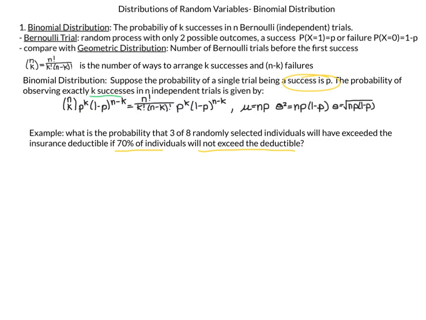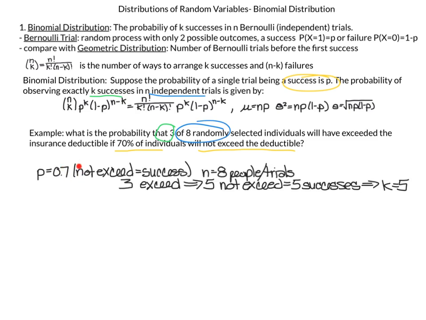There are k successes, so we want the probability of 3 successes, and then we want n independent trials. There are 8 randomly selected individuals. Writing that out, again, probability is 70%. And again, remind ourselves that's not exceeding the deductible. That is a success. There's a trial of 8, so n equals 8. And then this 3, the probability that 3 exceed, that means 5 do not exceed. So there are 5 successes, so k equals 5.